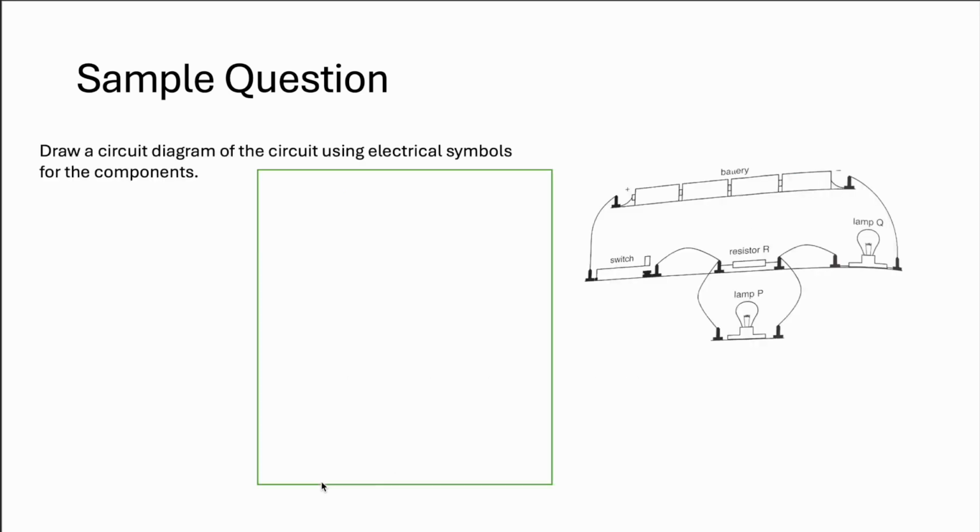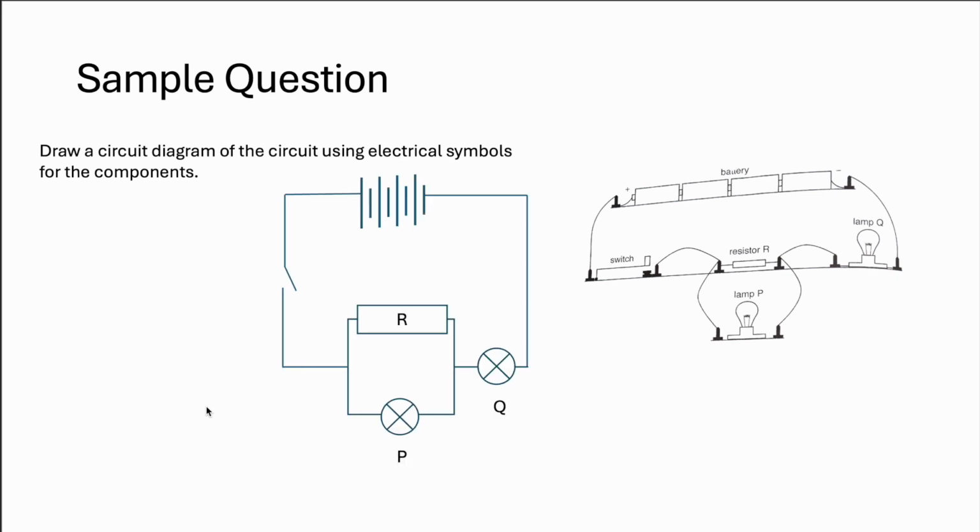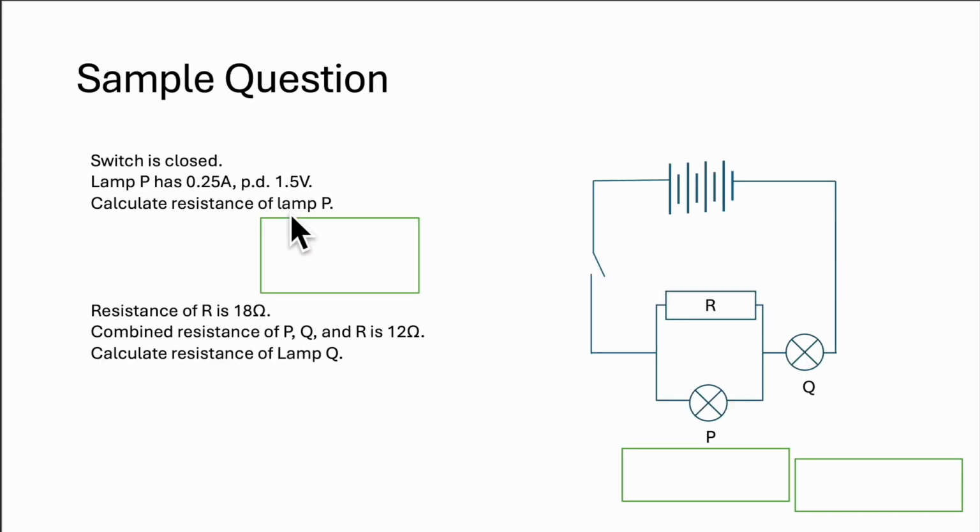Okay, a student sets up this circuit as shown. Draw the diagram. So you can see sometimes you are asked to exercise this skill set. Long story short, this is going to be the answer. Take note of the orientation of the battery. The switch is closed. Then lamp P has a current of 0.25 amperes, potential difference 1.5 volts. Okay, calculate the resistance of lamp P. Same, you have R, they're asking for R. You have V, you have I, throw in the formula.